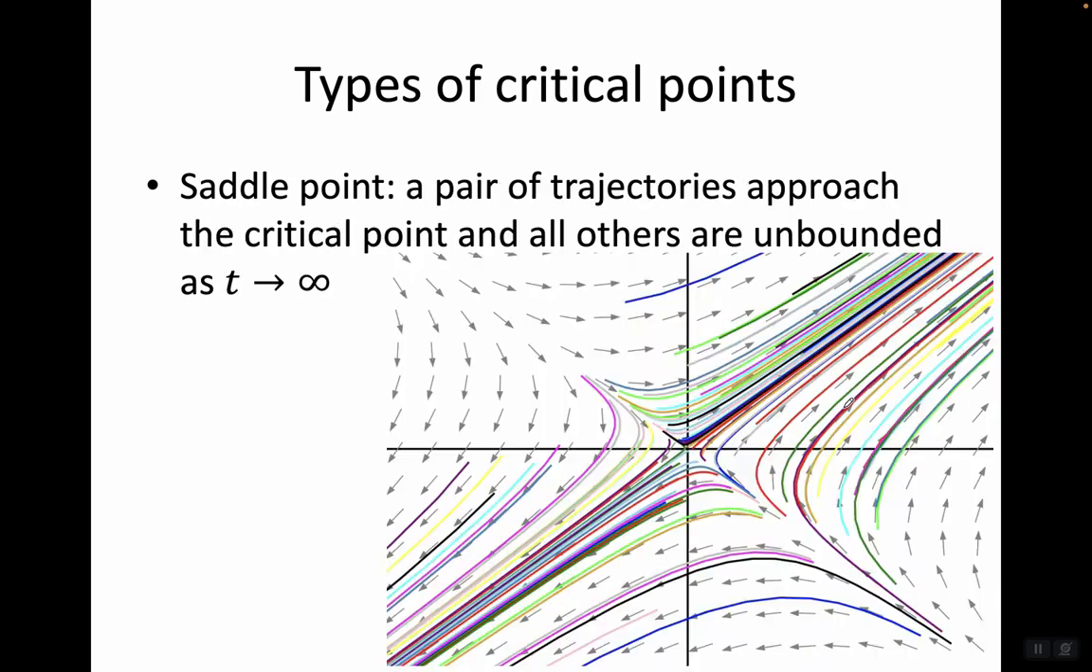A saddle point is a pair of trajectories approaching the critical point, and all others are unbounded as t approaches infinity. So here are the trajectories that are approaching the critical point. Along this line over here that's approaching the critical point, same thing with this one. Everything else is unbounded as t approaches infinity, because if you're not right on that line, then you go zoop, zoop. Those just go off to infinity. They're unbounded as t approaches infinity. That's what's called a saddle point.